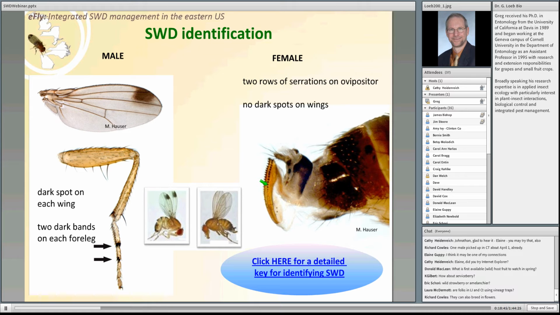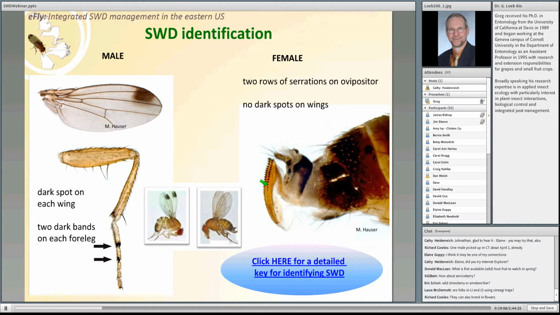Okay, there was a flurry of chat down there. Kate is wondering about serviceberry. You talked about wild strawberry, and Eric is wondering about Amelanchier. Richard Cowles commented they can also breed in flowers, and Laura is wondering if folks in Long Island and Connecticut are using vinegar traps.